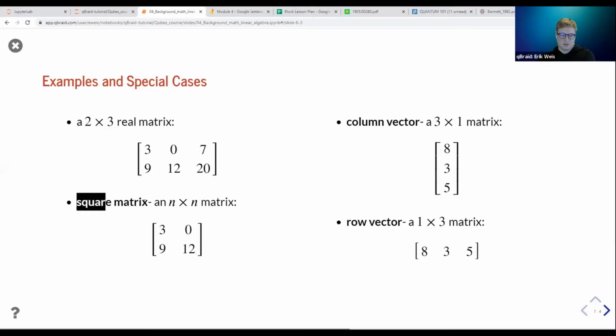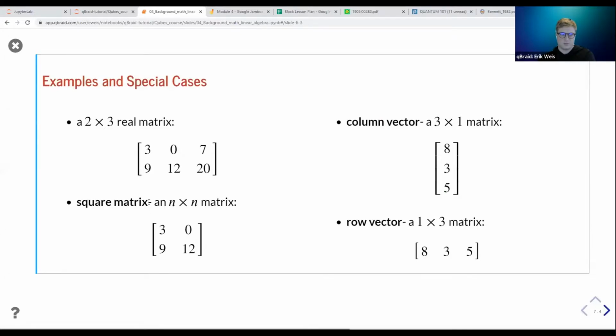A special case of a matrix would be what we call a square matrix. And in this case, it's any matrix, 2 by 2, 3 by 3, 4 by 4, etc., where the number of rows is the same as the number of columns. And that's a particularly important kind of matrix, and we'll come back to what square matrices are a little bit later.